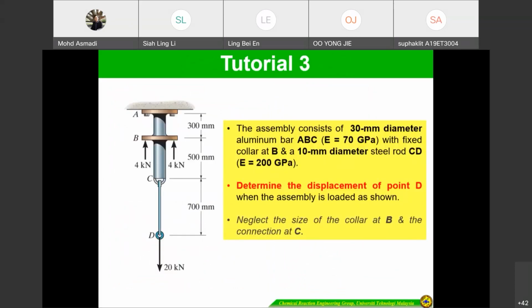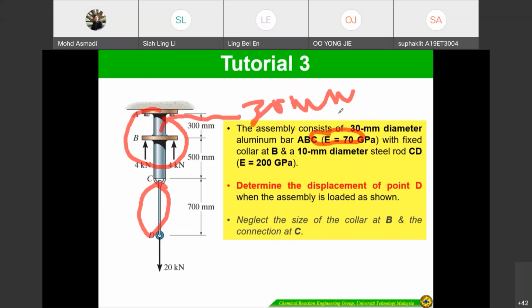Thirdly, the assembly consists of a 30 millimeter diameter aluminium bar ABC, E equal to 70 gigapascal, with a fixed collar at B, and a 10 millimeter diameter steel rod CD. If you look at here, rod CD is this one, and ABC is this one. ABC is the aluminium, with diameter 30 millimeter. This one has diameter 10 millimeter, so it's a different diameter.